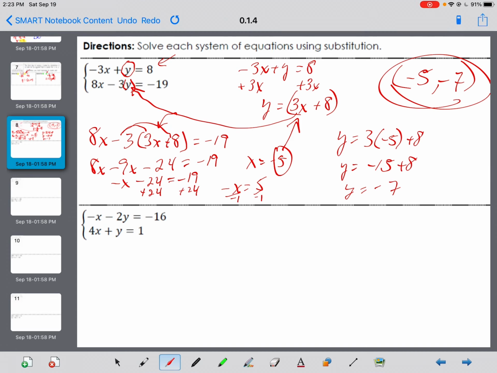All right, so I'll let you give this second one a try here, see which variable you pick. There's multiple options, but try to find the one with the least work. Save yourself some steps. Good luck. Come back after the pause.